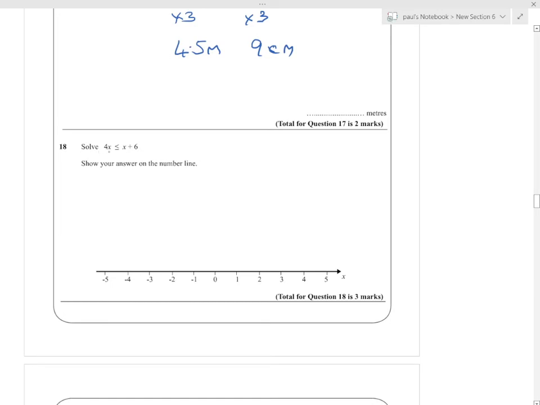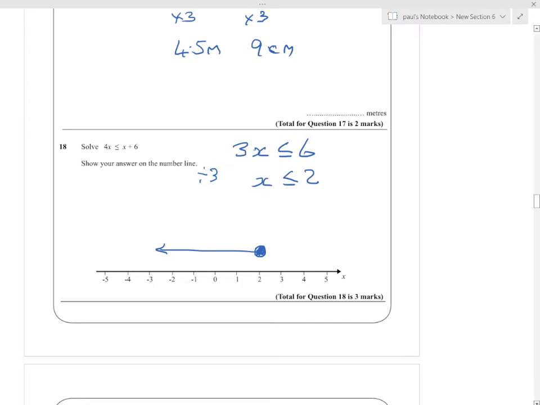Right, solve. 4x is less than or equal to x plus 6. Show your number on the answer line. So we've got to find out what x is. So let's take away an x from both sides. So that will be 3x less than or equal to 6. And divide by 3. So x is less than or equal to 2. So we want the 2 there, less than or equal to, so we fill it in, and it's all the things that are less, so it's that way.